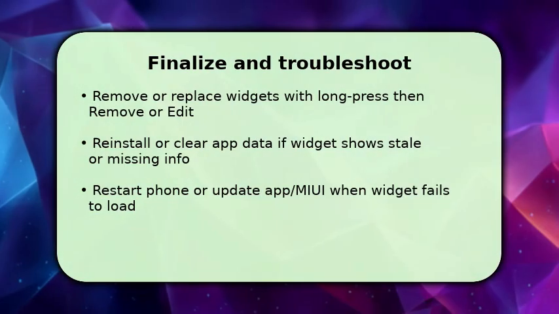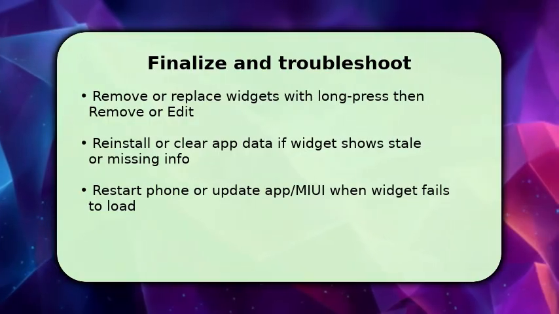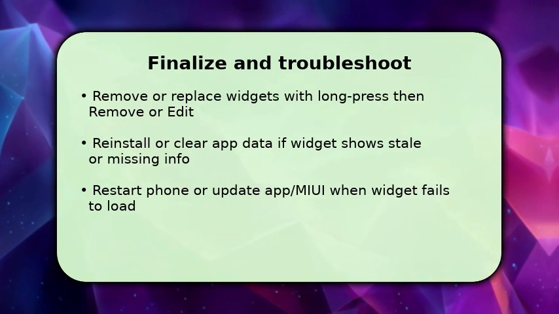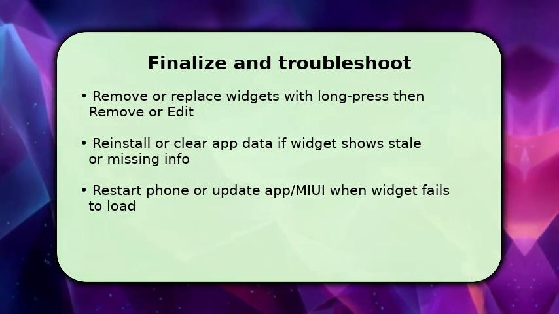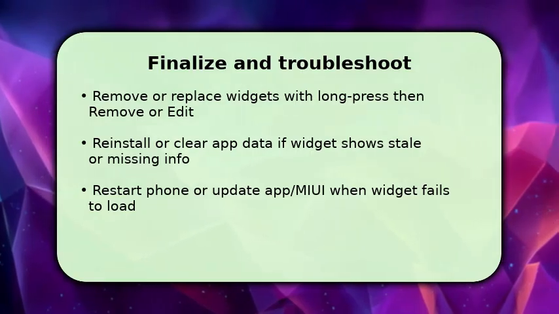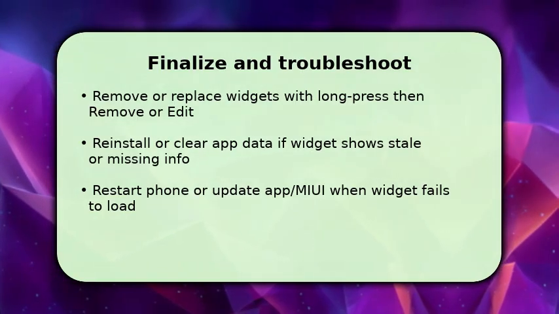You can long press any widget to edit, move, or remove it to tidy the layout. If a widget shows stale or missing info, clear the related app cache or reinstall the app because widgets mirror app data. If problems persist, restart the phone and check for MIUI or app updates.